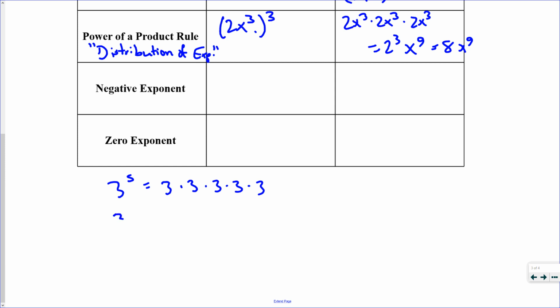All the way down to 3 squared, which is 3 times 3. What's 3 to the first? Well, it should be 3, right? If 3 to the first means I've got a single factor of 3, it's not one multiplication, but it's a single factor of 3. So that means that 3 to the first is 3. 2 to the first is 2. And in general, this leads us to the basic property that anything to the first power is equal to itself.